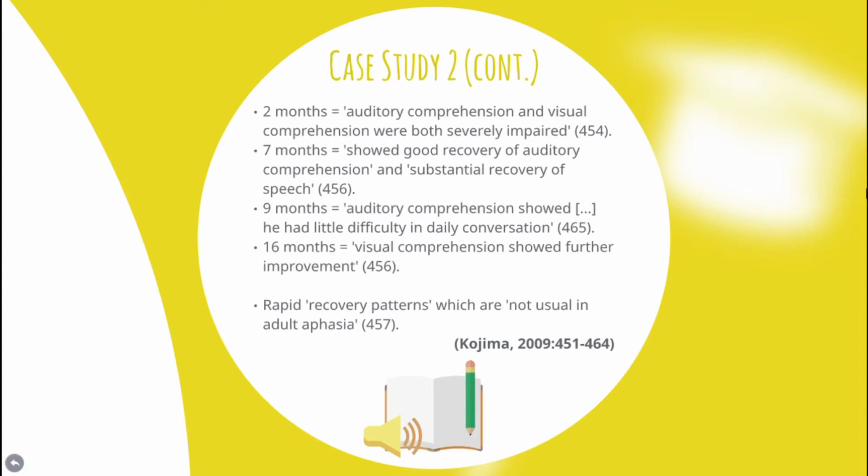His performance was not even perfect for recognition of words. At 16 months after TBI, in receptive language, visual comprehension has showed further improvement, following that of auditory comprehension. In speech, there were simultaneous improvements of oral reading of kana and oral reading of sentences. Kojima notes that these recovery patterns are not usual in adult aphasia.